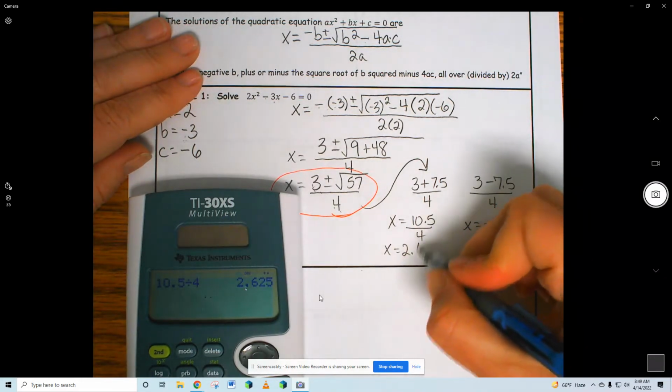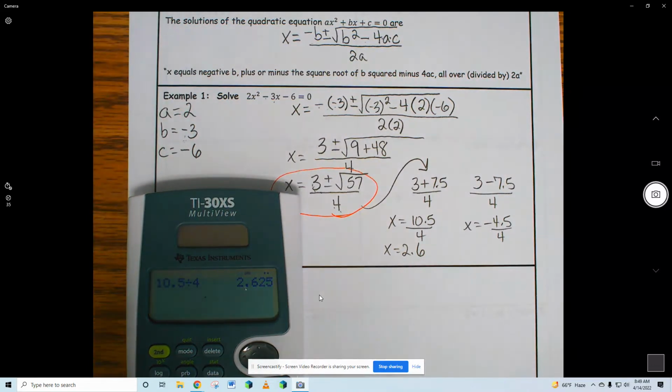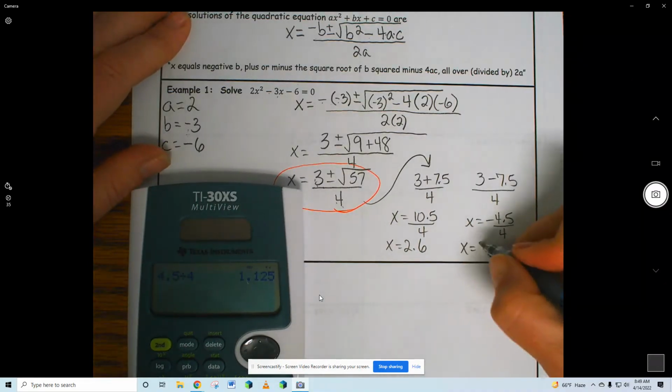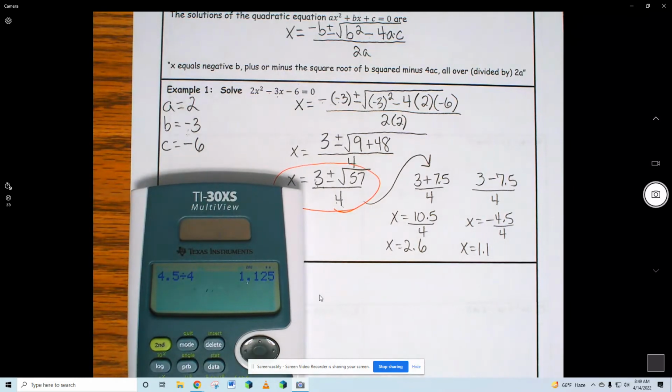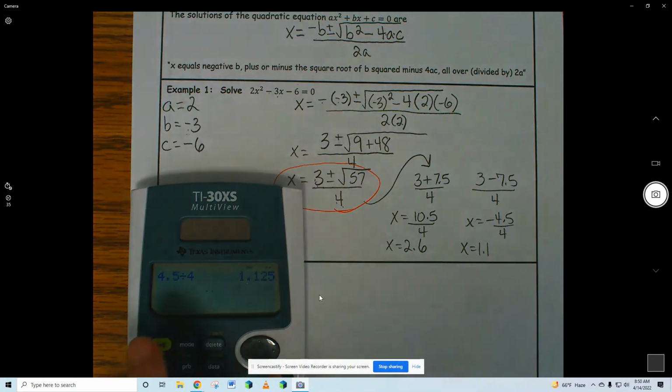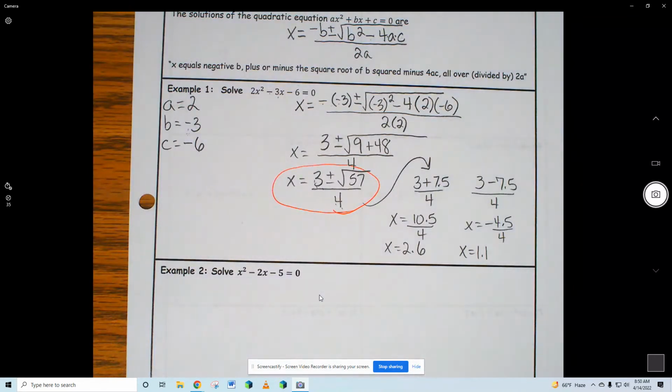10.5 over 4 is 2.6. 4.5 divided by 4 is 1.1. Those would be my two solutions if I wanted a decimal form. So I can go steps further, and I'm happy with 3 plus or minus the square root of 57 because we're not graphing it. But if I were to graph it and I had to find my x-intercepts, my solutions, my roots, my zeros, I would have to do the two answers in decimal form. So I can go further than the square root of 57. For our notes, we are not going to be going to decimal answers at all.